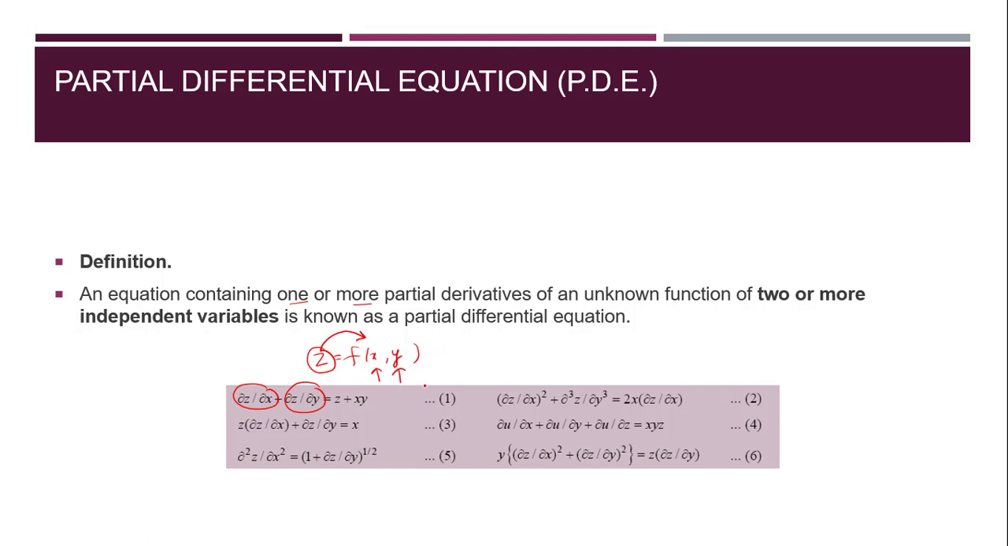I think most of the examples are of this type, and in the fourth one I have the derivatives del u by del x, del u by del y and del u by del z. So u is considered as a function of x, y and z. That's why we are getting the derivative of u with respect to x, y as well as z.